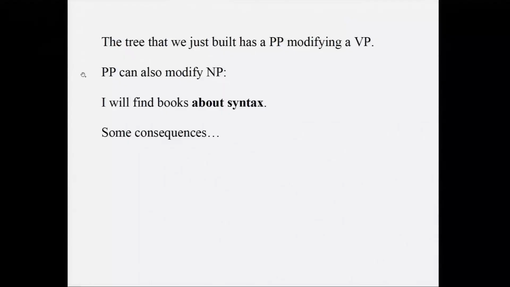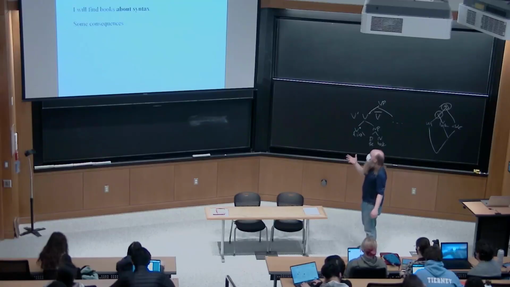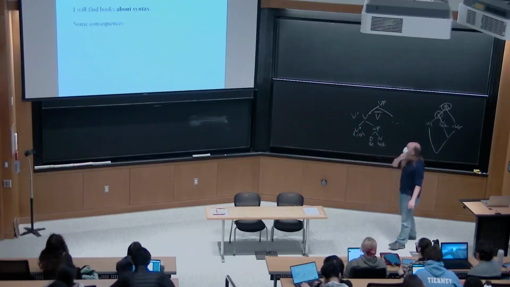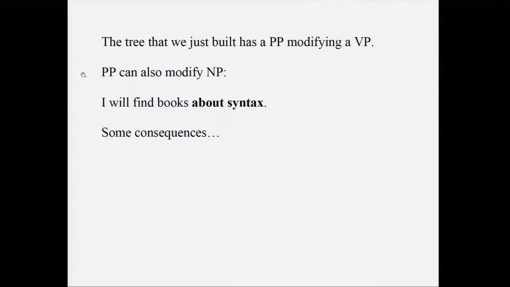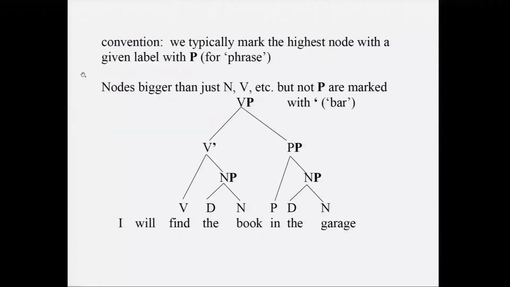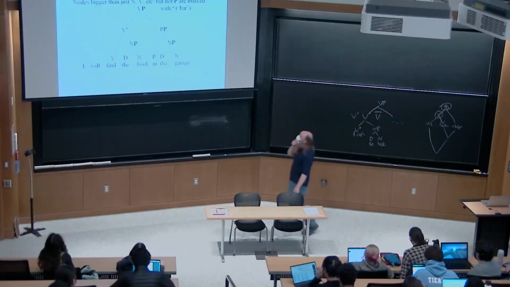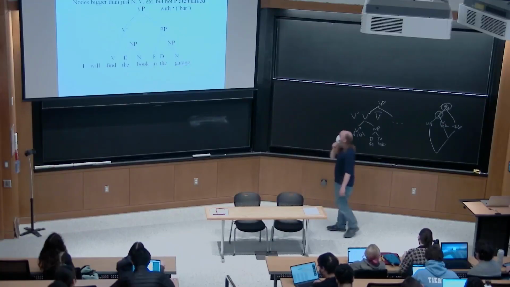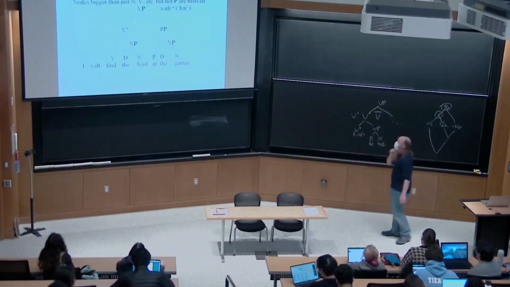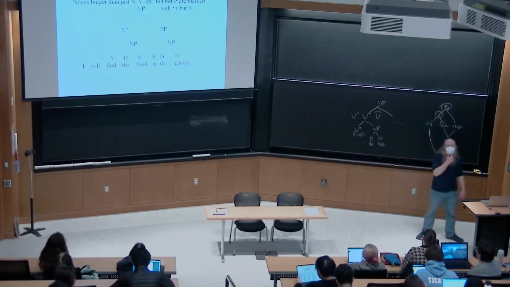I drew you a tree, and some of you last time objected. I drew you a tree in which a prepositional phrase was modifying a verb phrase. I'll show you the tree again. You've got a prepositional phrase, in the garage, and I've got that prepositional phrase merged together with something with the label V. That's a prepositional phrase that's telling you where the finding of the book is going to take place. It's going to take place in the garage.